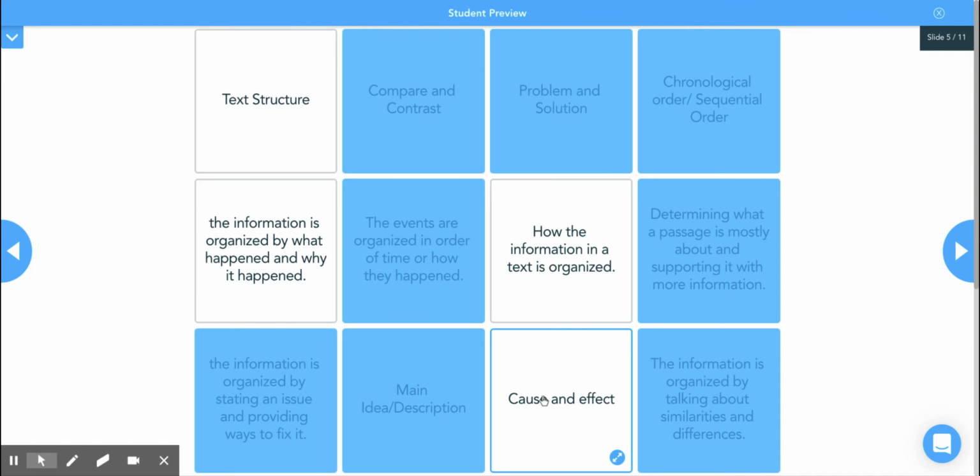The difference between problem and solution and cause and effect: problem and solution actually solves the problem. They pose ways to fix whatever is happening. Cause and effect doesn't always do that.